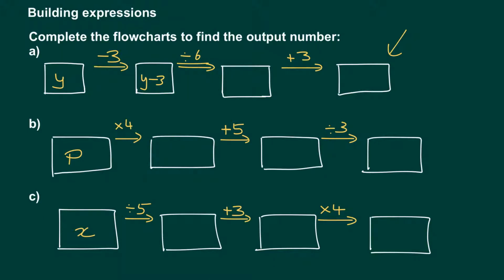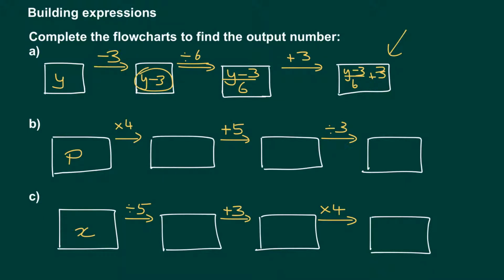So as we know, when we divide it by 6, we have to take the entire y minus 3. So it becomes y minus 3 over 6, because in linear equations, we do not use the division sign, we use it as a fraction. So y minus 3 over 6. And then finally, we have plus 3. So we have the y minus 3 over 6, and we simply add a 3 to it. And that right there, guys, is the final output number for the flowchart in part A.